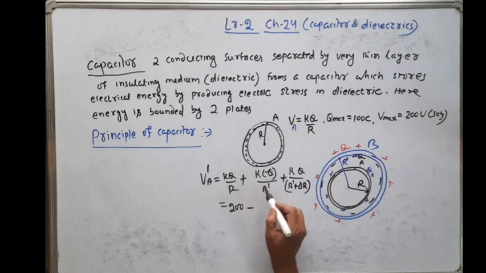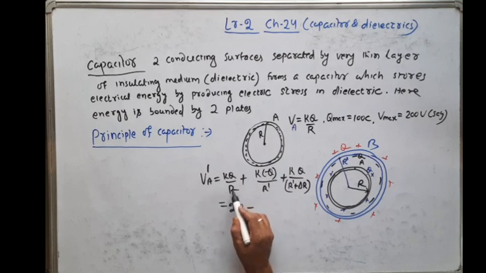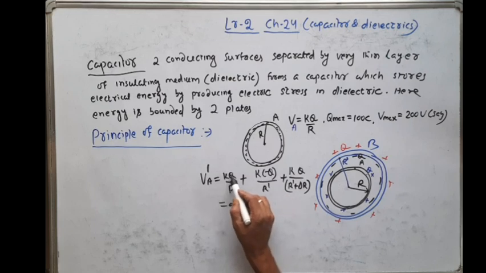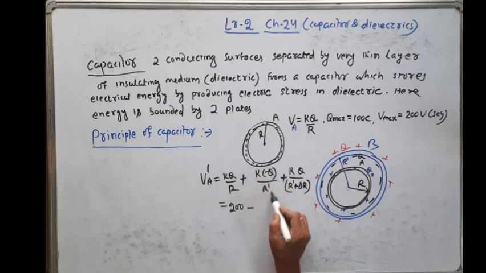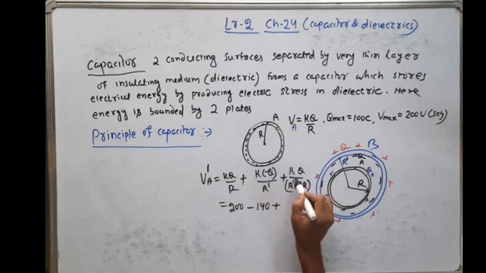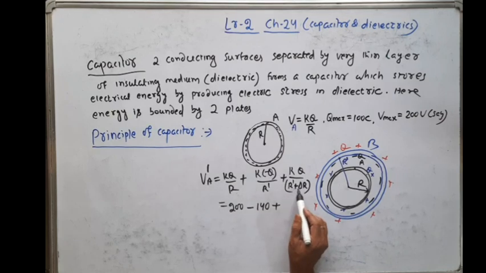Minus this KQ by R dash is definitely less than KQ by R, because R dash is greater than R. If R dash is greater than R, then KQ by R dash is smaller than KQ by R. So this magnitude is less than 200 volt. Let us say I am taking an example, 140 volt. Plus, this is what? KQ by R dash plus del R. That means if we compare this value with this value, this value will be slightly less than this value, because your denominator is more than this.